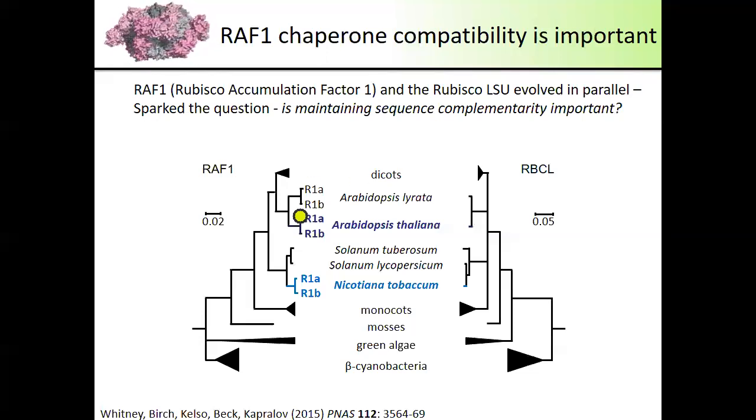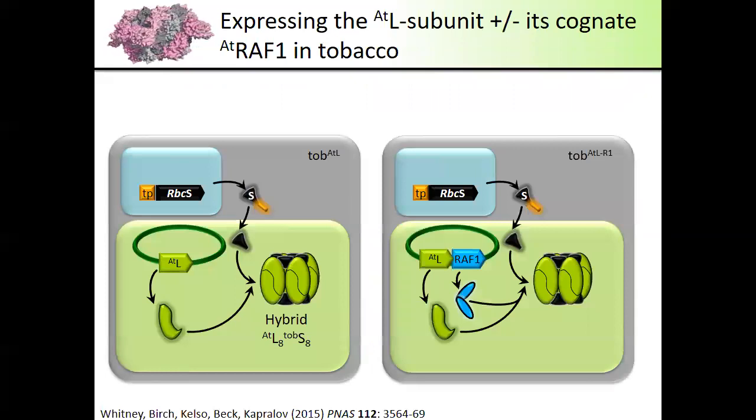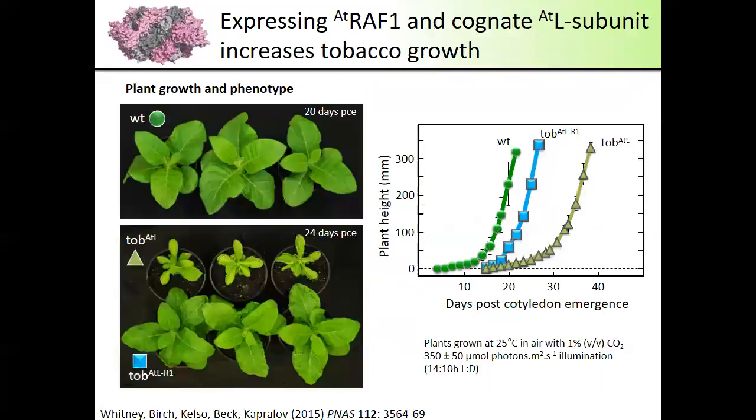So what we did is we noticed that the Arabidopsis RAF1 versions were quite different to that in tobacco, and at the amino acid level they're only about 60% homology. So we thought, well, let's test it. Let's use our chloroplast transformation capacity to look at this. So what we did is we generated a tobacco line where we replaced the RBCL gene from tobacco with that from Arabidopsis. As well, we made another line where we put in the large subunit, but we also put in its complementary RAF1. And then what we did is we compared how well these plants did.